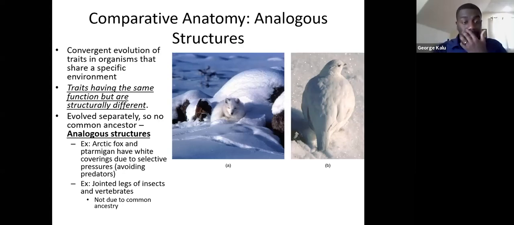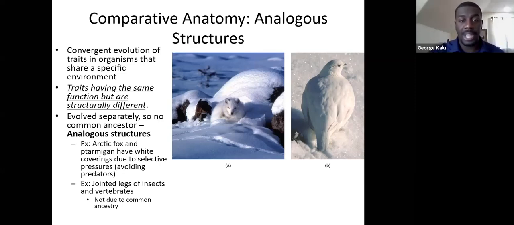When we look at analogous structures, these are structures that evolved separately. They did not evolve from a common ancestor, but they evolved because they share a specific environment. Because they both share the snow environment, they both contain white coverings, one having white fur, the other white feathers. Different structure, but same function. That's different from homologous structures, which have a similar structure but a different function. So those are the coverings.